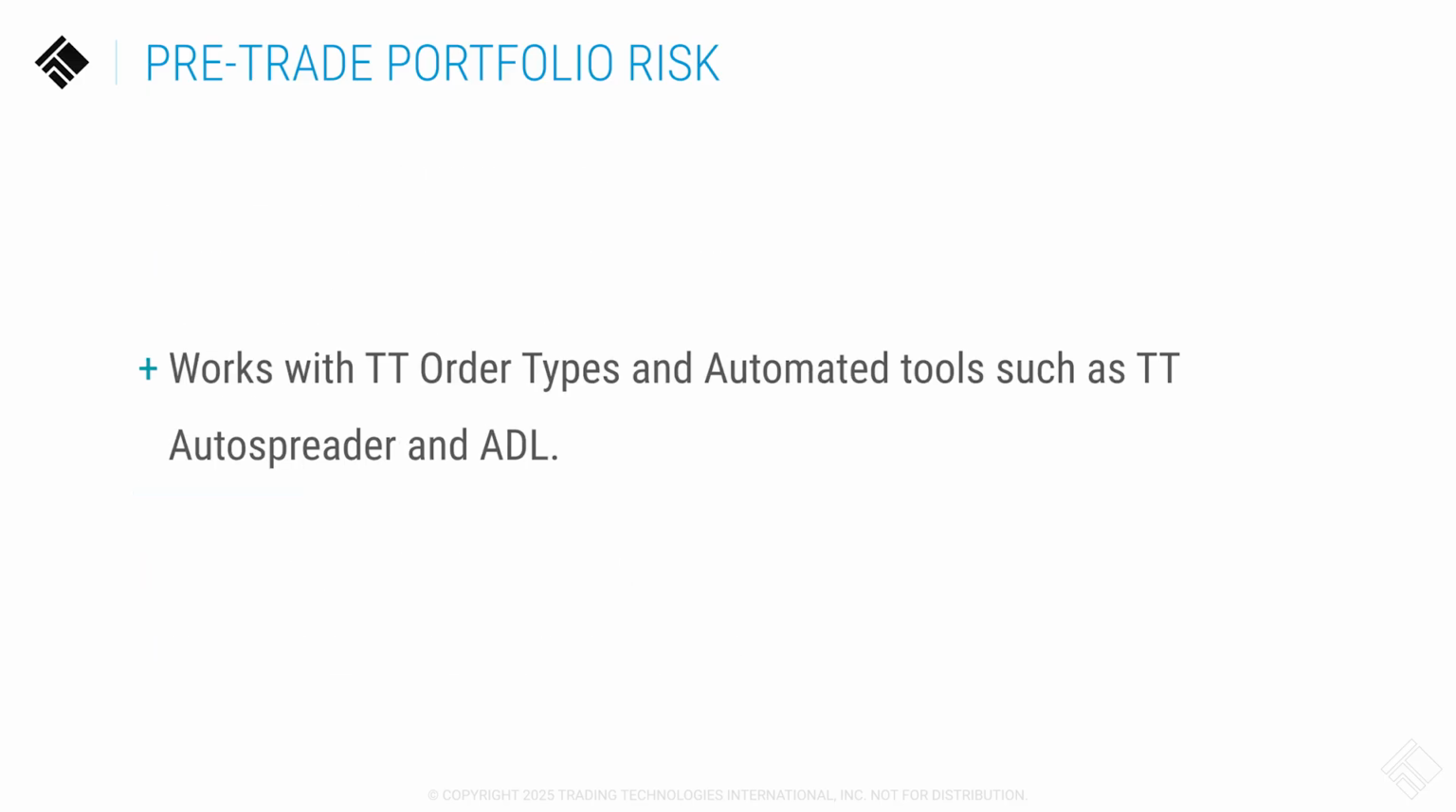The risk calculations also account for TT order types and automated tools such as TT's auto spreader in their risk calculations. So in the case of an auto spreader order, it will account for potential hedge orders that may need to be sent as a result of fills for quote orders. So once the quote orders are filled, those hedge orders then need to be sent.